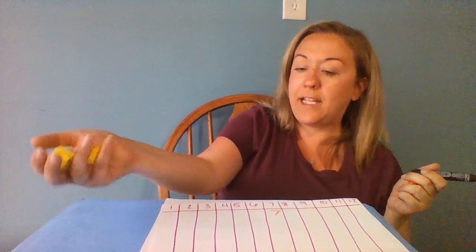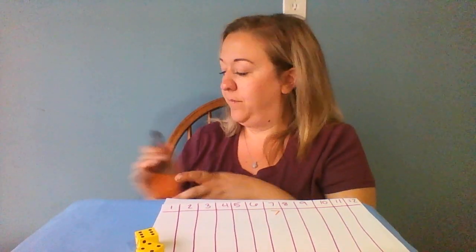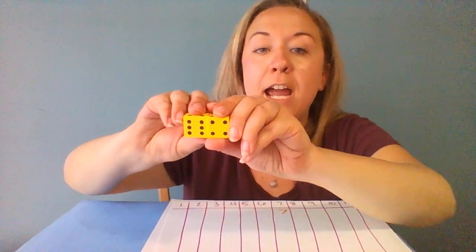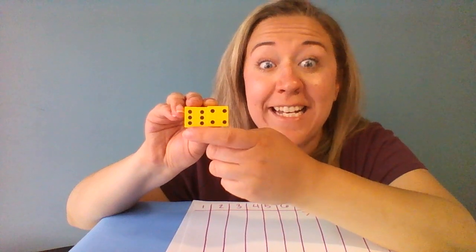Let's try rolling the 2 dice again. I see 2 dots and 2 dots, which makes a total of 4. 1, 2, 3, 4. And I rolled 1, 2, 3, 4, 5, 6. A 4 and a 6. Now I'm going to put these 2 together and let's count how many dots there are all together on the 2 dice. 1, 2, 3, 4, 5, 6, 7, 8, 9, 10. Wow, we rolled the number 10.